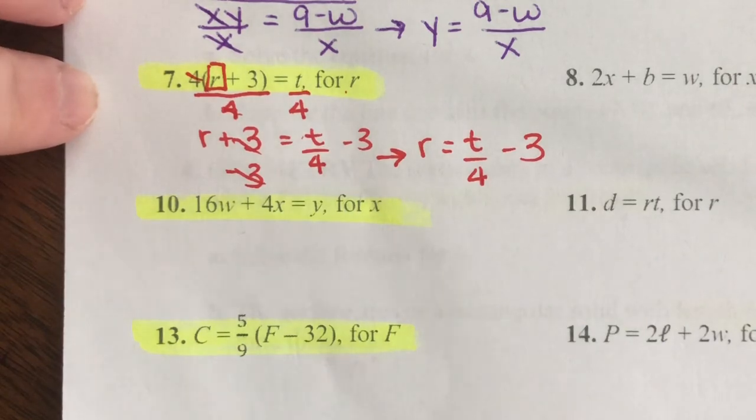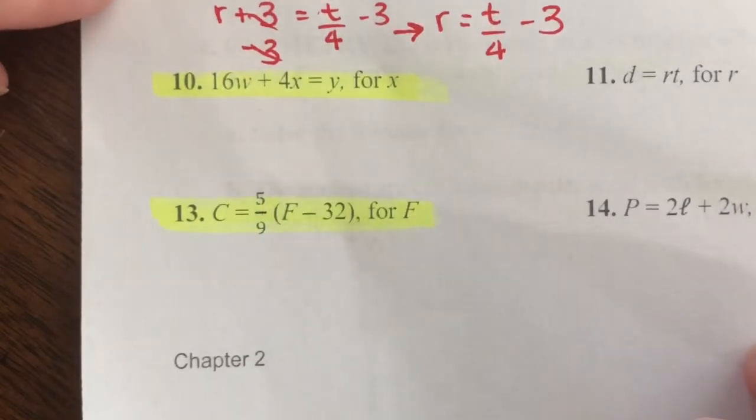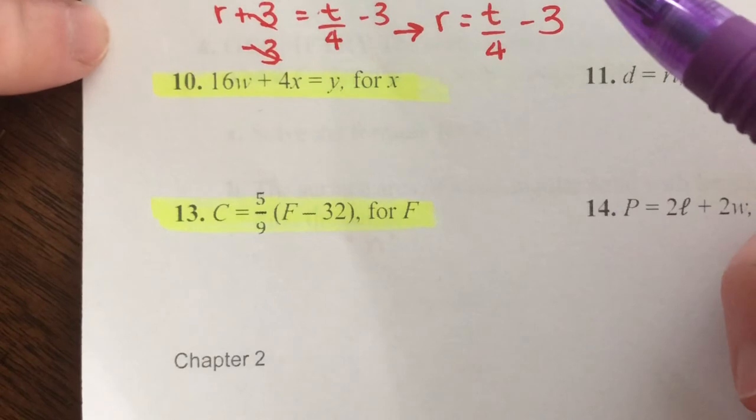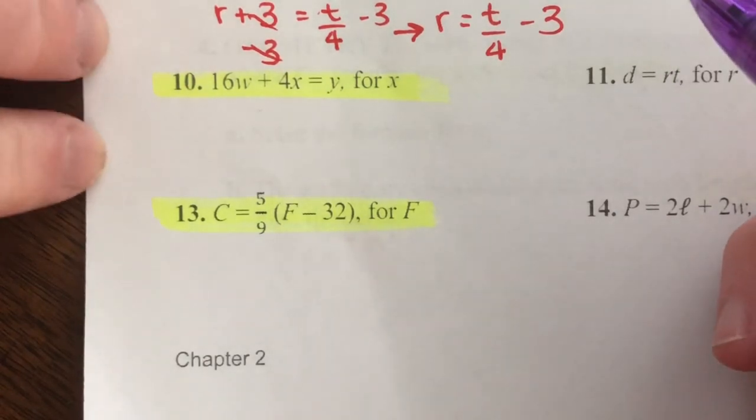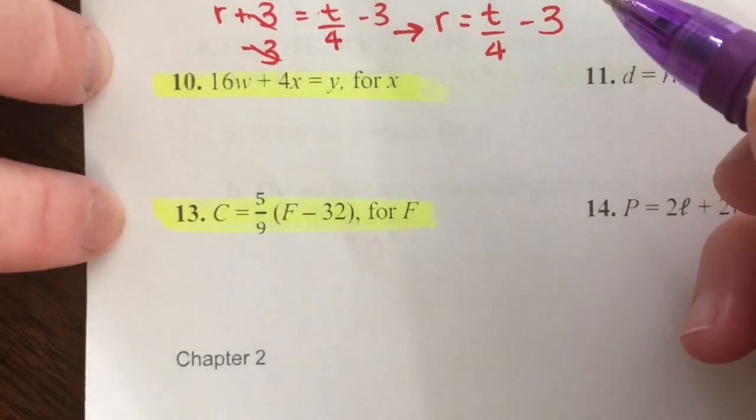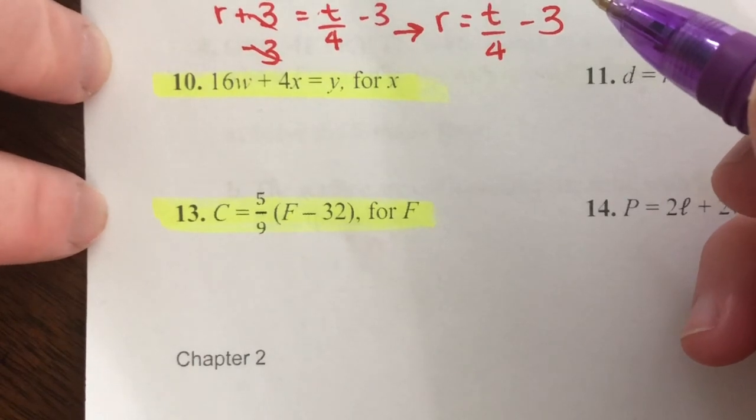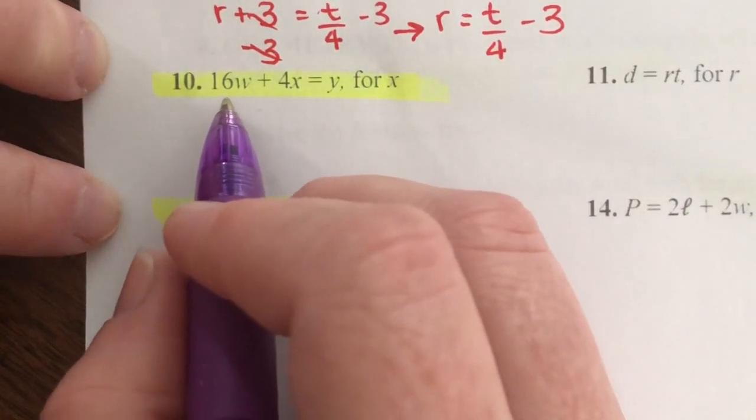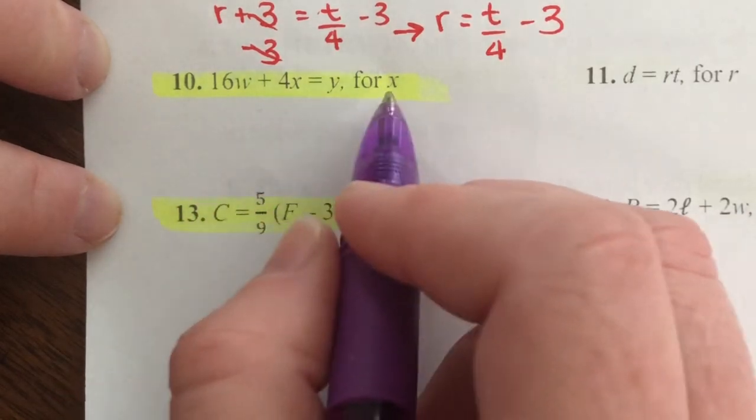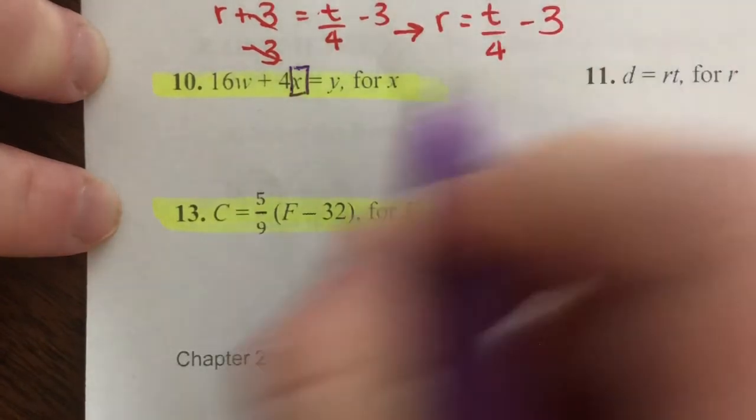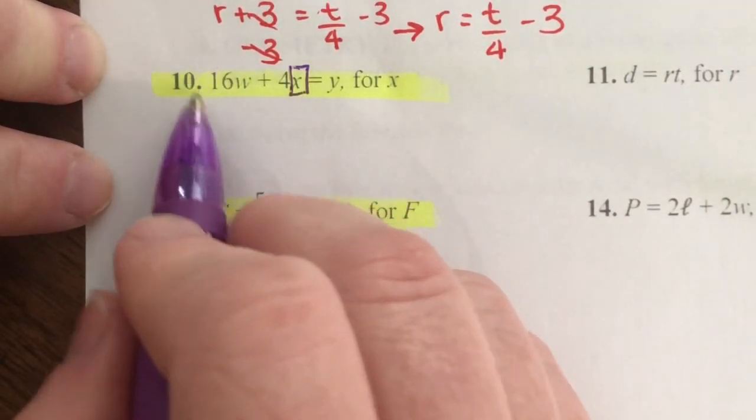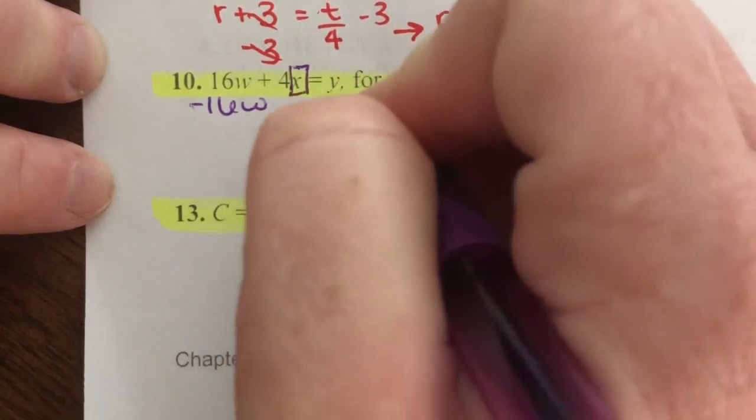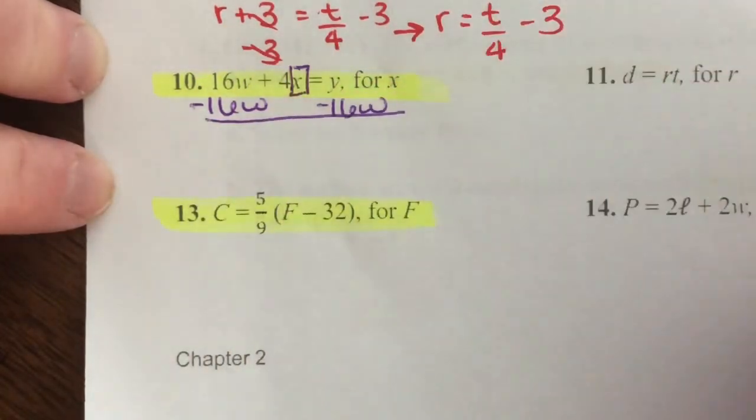Next one. Number 10, hopefully this is making more sense to you guys. It sounds so, literal equations and dimensional analysis. We're going to get into the dimensional analysis on the other side, but again, it's nothing more difficult than what we're doing. All right, 16w plus 4x equals y. We have to get x alone. Here's x. Okay, so first thing we need to do is get rid of the 16w. So I'm going to subtract 16w on the left, and I got to subtract 16w on the right.